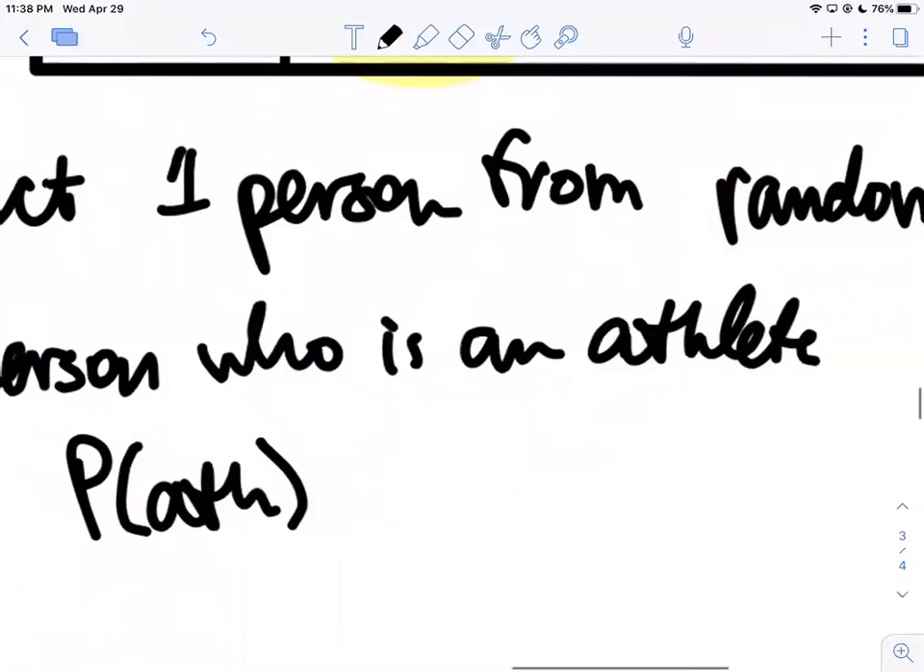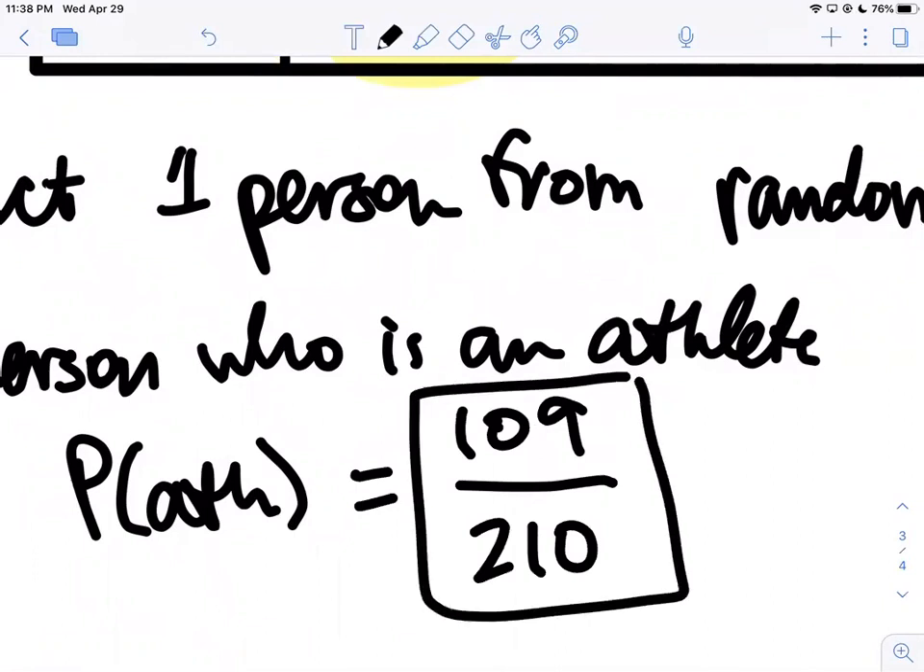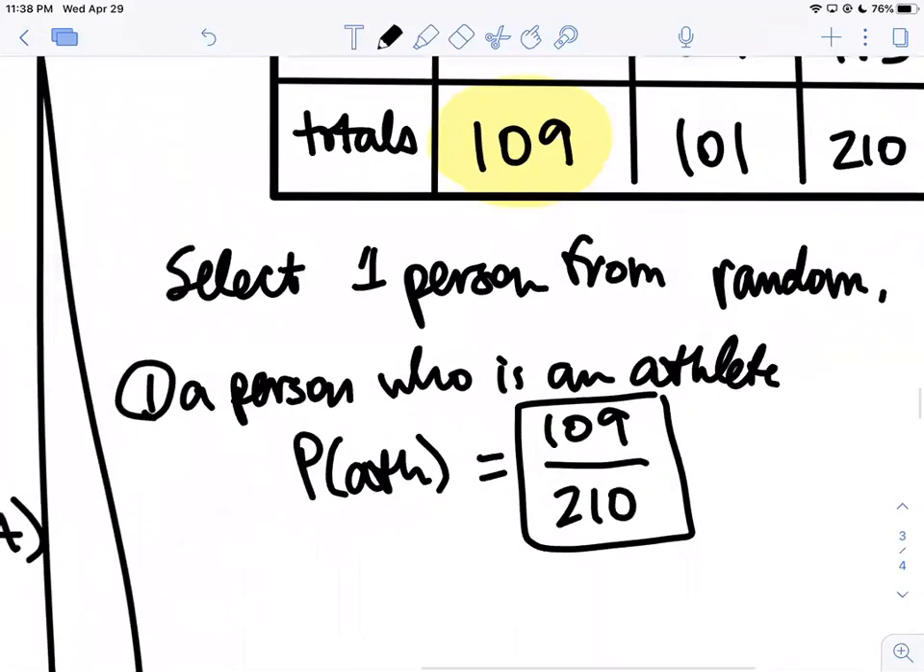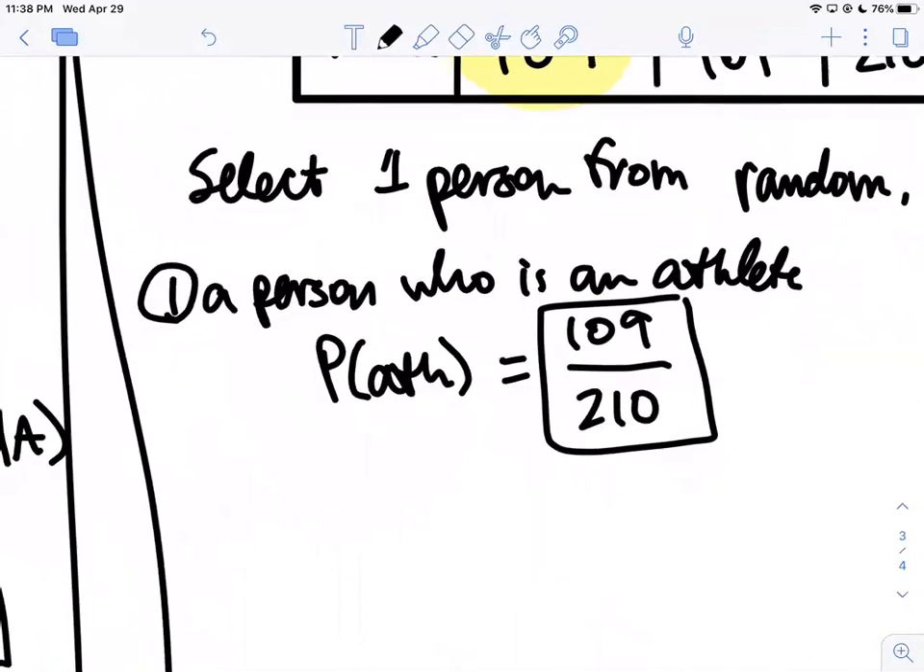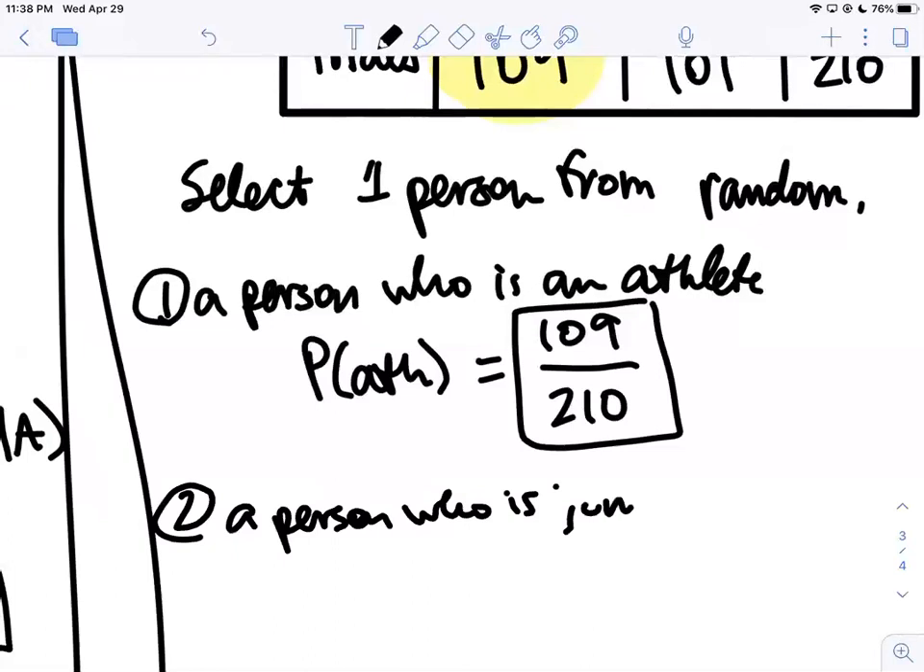So from these 210 people, a total 109 are athletes, of my total 210. That's it. That's my probability. The end. Move on. Okay, now let's say, what's the probability of us getting a person who is a junior? Same idea. Probability of picking a junior.